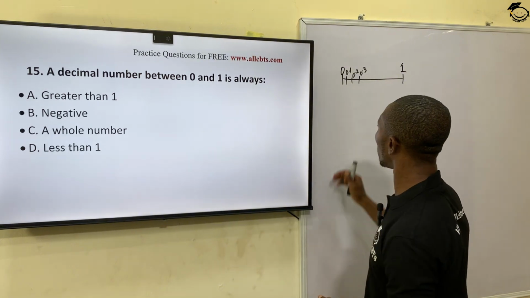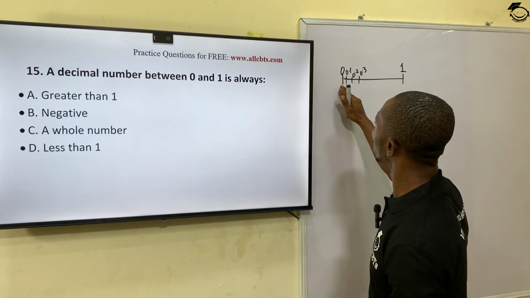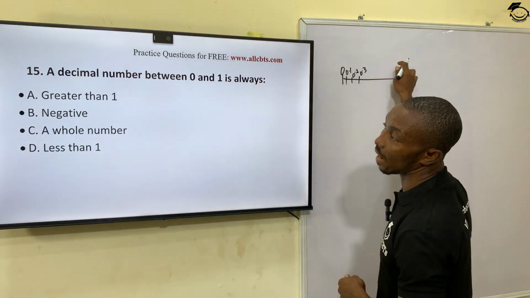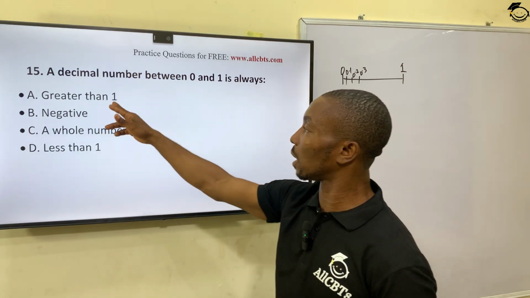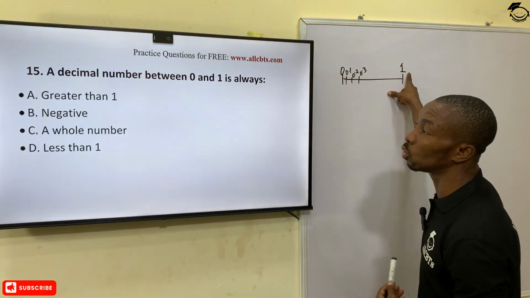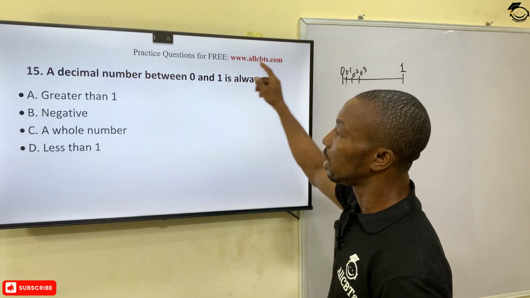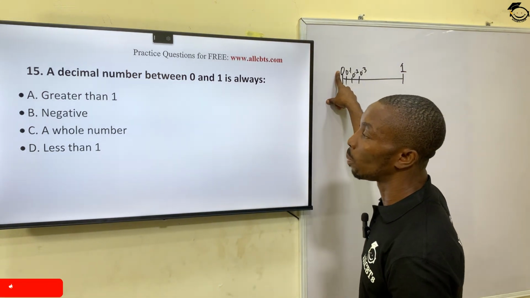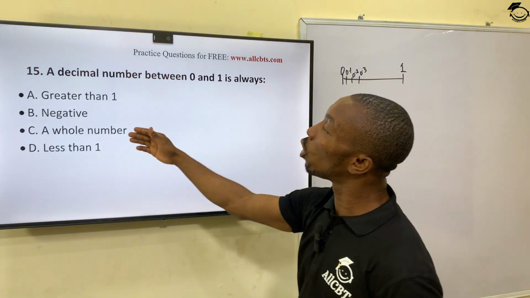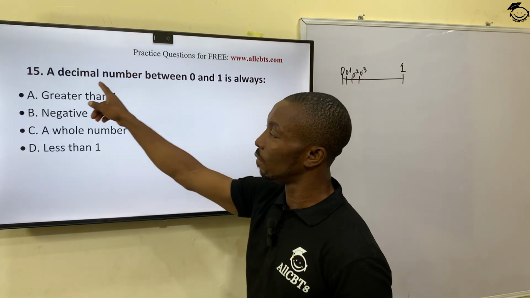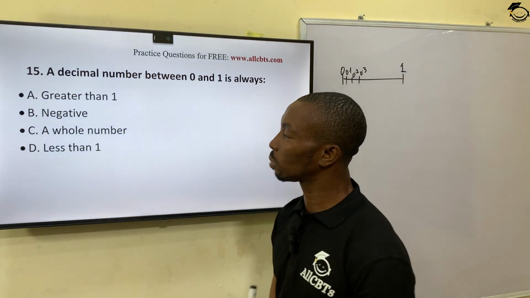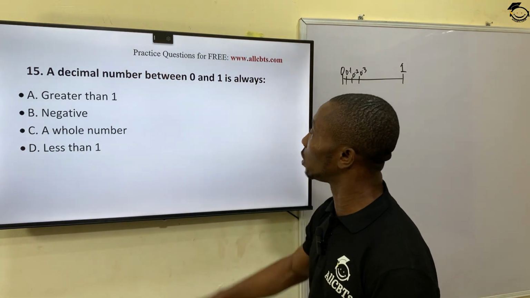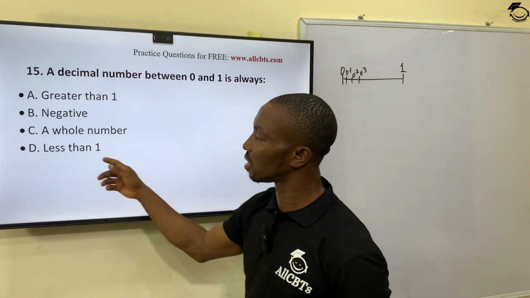Now, we know that any number greater than 0 and below 1 is less than 1. First, it can't be greater than 1 because it's not up to 1 yet. All right? It can't be negative because our 0 is always positive. Now, it can't be a whole number because they are decimal numbers. So our right option here is that they are less than 1. So any decimal number between 0 and 1 is less than 1.